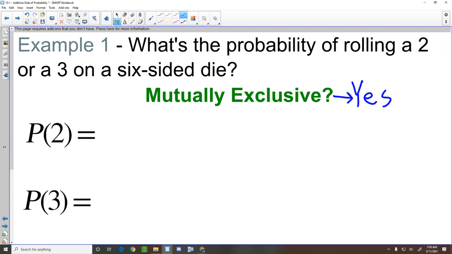So since these are mutually exclusive events, we're going to calculate the probability of each of them separately and then just add them up. We don't need to subtract anything because there's no overlap. I can't roll a 2 and a 3 at the same time with a single die. Not going to happen.